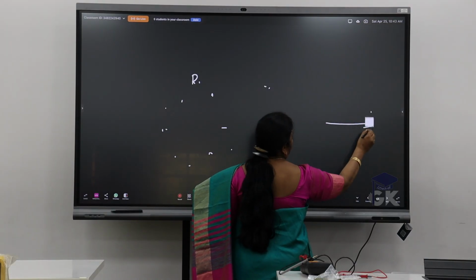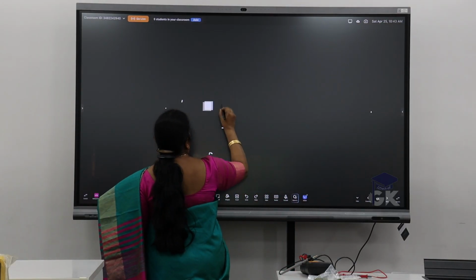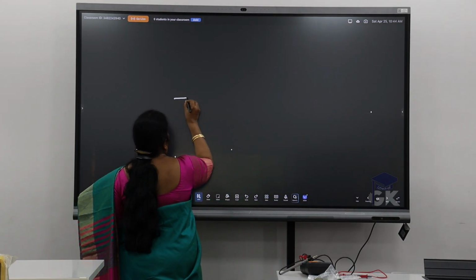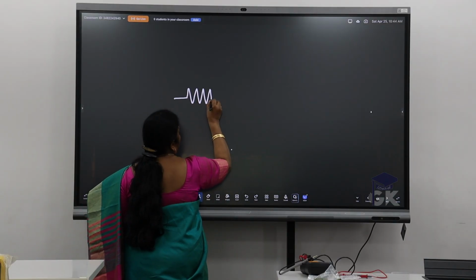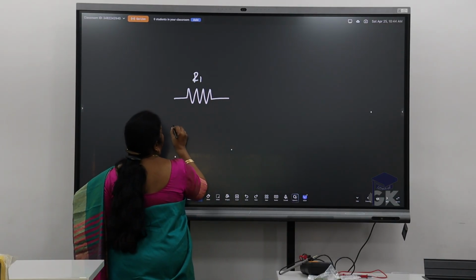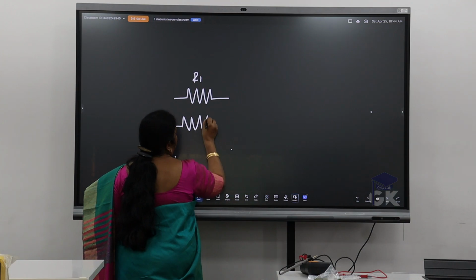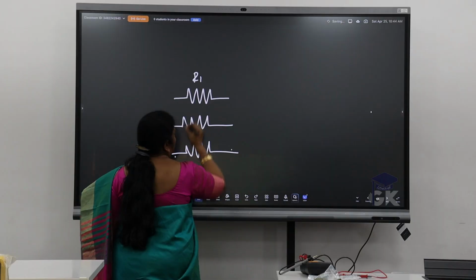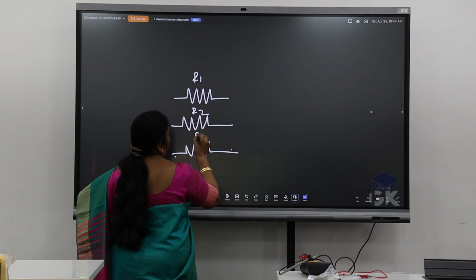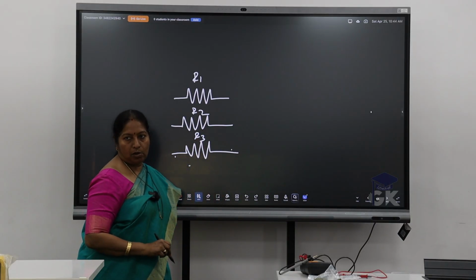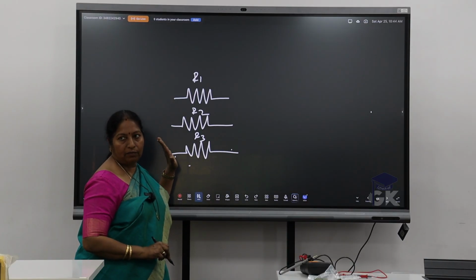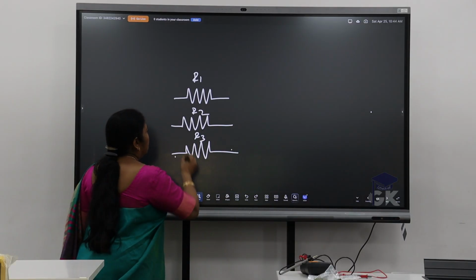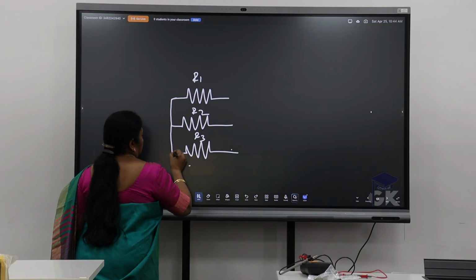Now, let me just go for a parallel connection. So the same three resistors I'll take. Now I'll just take three resistors again. R1, I have R2, and I have R3. Now look into this. One common end, we took all front ends, and front and back ends. Let me say this is front back, front back, front back. Now all common ends are connected together.